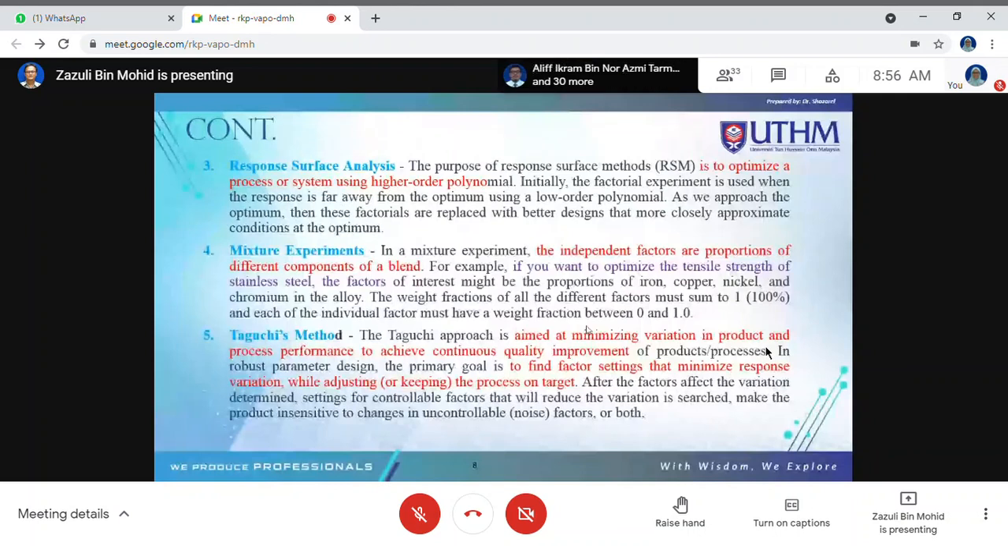If you want to optimize the tensile strength of stainless steel, the factors of interest might be the proportion of iron, copper, nickel, and chromium in the alloy. So the weight fraction of all the different factors must sum up to 100%. In this case, we have four factors: iron, copper, nickel, and chromium.